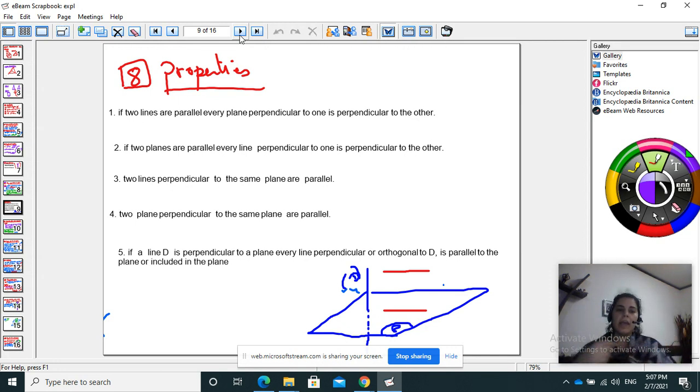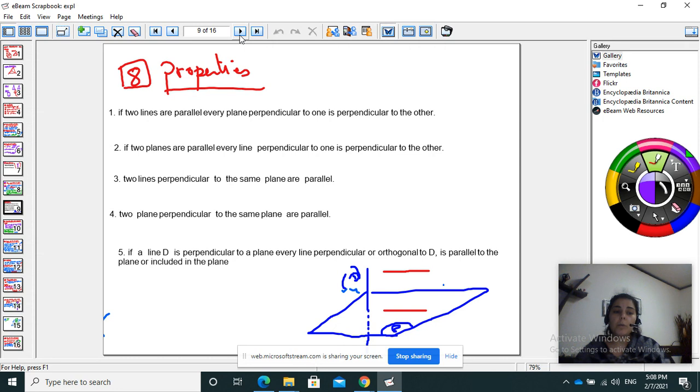Now, if two planes are parallel, let's take those two parallel planes. Any line perpendicular to one of them is perpendicular to the other one. If two lines are parallel, any line perpendicular to the first is perpendicular to the second, the same. If two planes are parallel, any line that is perpendicular to the first is perpendicular to the second plane.